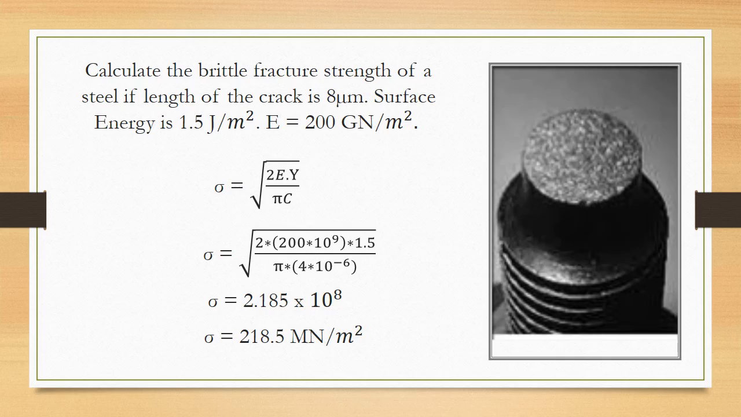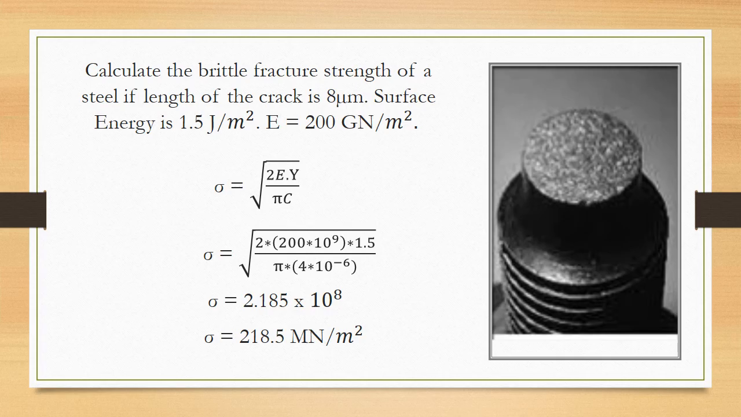This inherent strain energy is released when the crack propagates. To make new surface, energy is required, and this energy is given by this strain energy. So surface energy plays a very important role in brittle fracture.